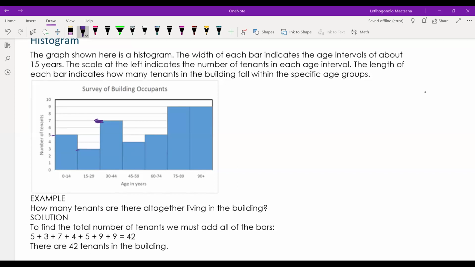Between 45 to 59, 4. Between 60 to 74, 5. Between 75 to 89, 9. And with more than 90, we also have 9. If we add those all together, we'll see that there are 49 tenants living in the building.